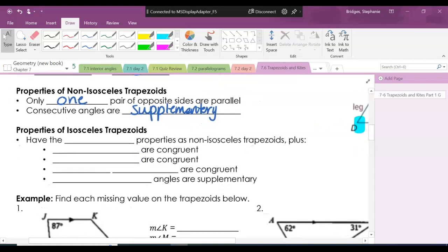The next we're going to talk about is an isosceles trapezoid, which has the same name as a triangle, isosceles triangle. And what happens in an isosceles trapezoid is, first of all, it has the same properties as regular trapezoids. And then it has a few extra. The first is diagonals are congruent.